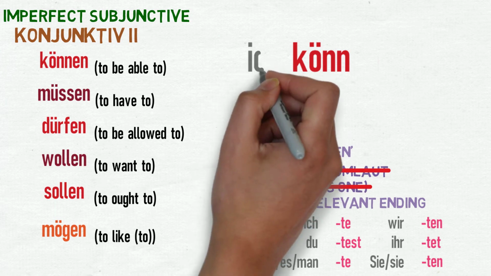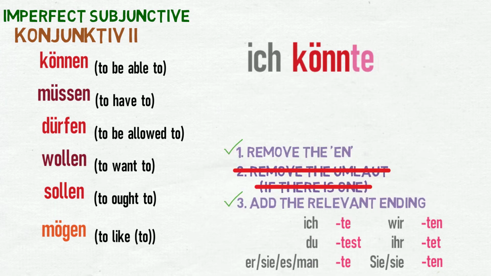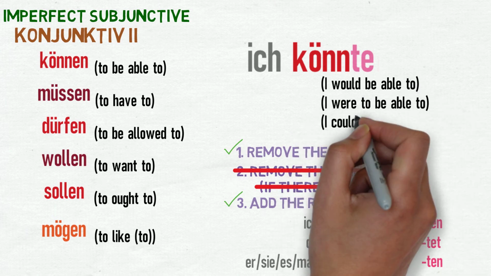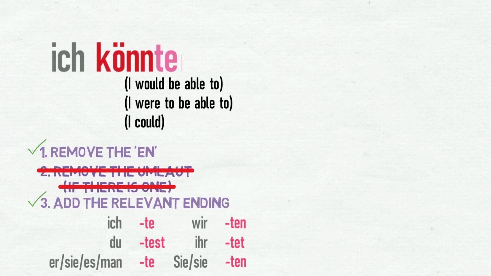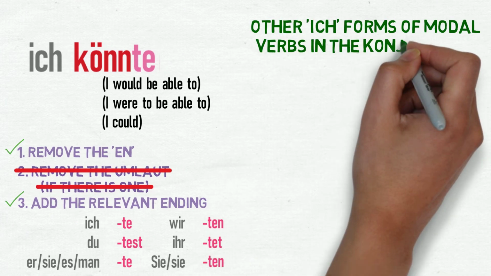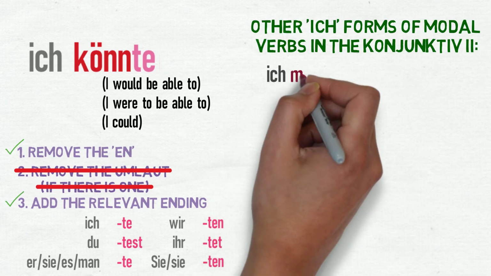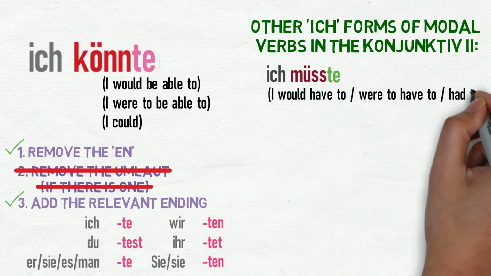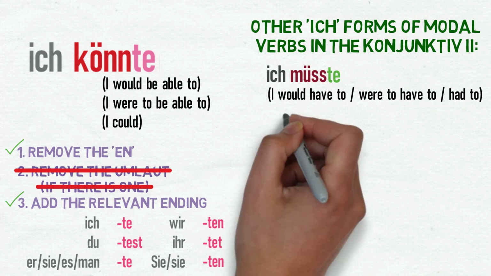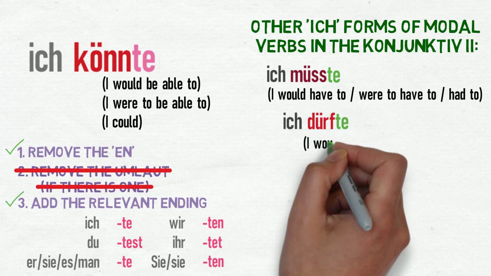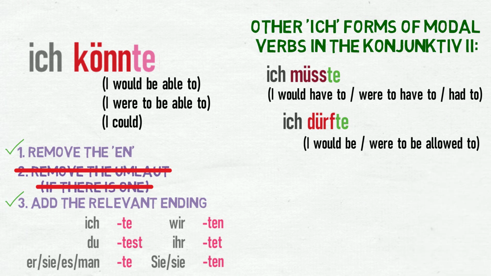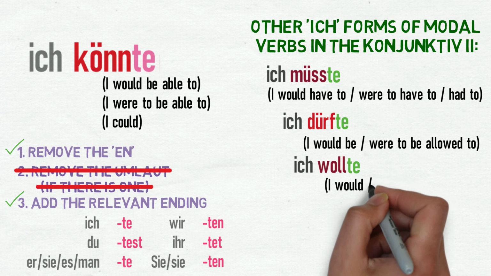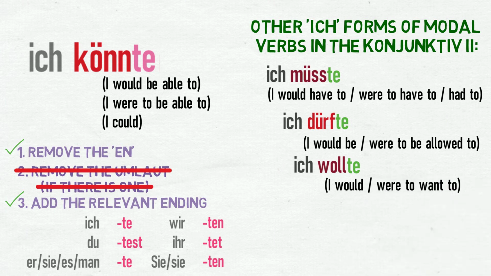So with ich, we say ich könnte, which means I would be able to, I were to be able to, or I could, depending on context. The other ich forms of the modal verbs, therefore, are ich müsste, I would have to, I were to have to, and sometimes I had to. Ich dürfte, I would be allowed to, or I were to be allowed to. Ich wollte, I would want to, or I were to want to.